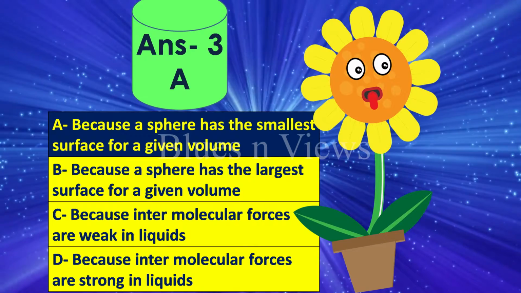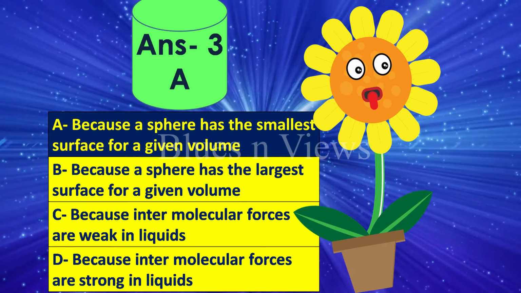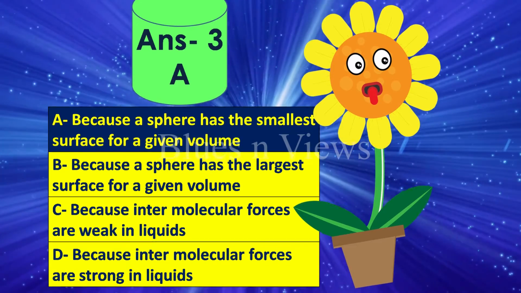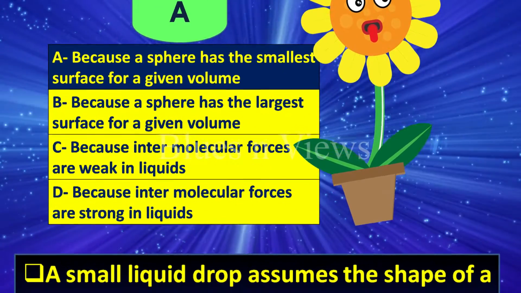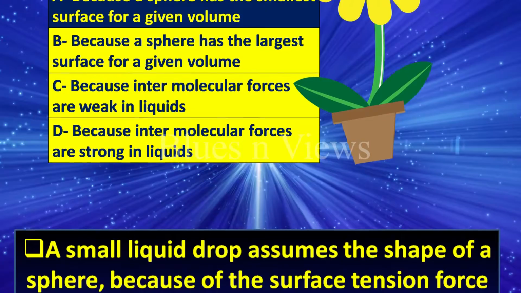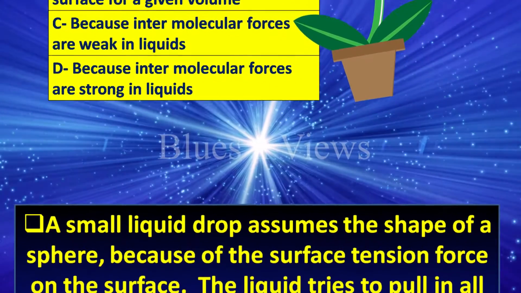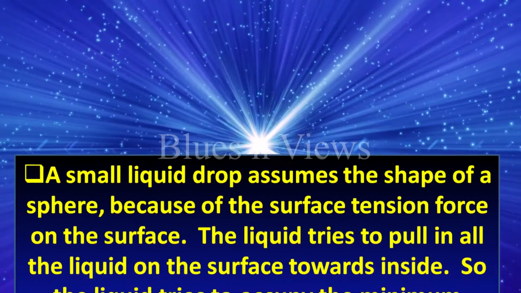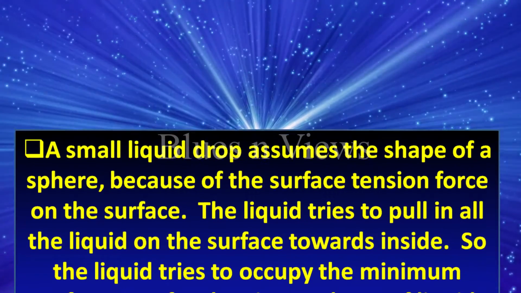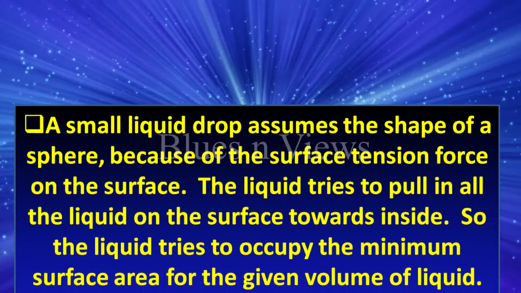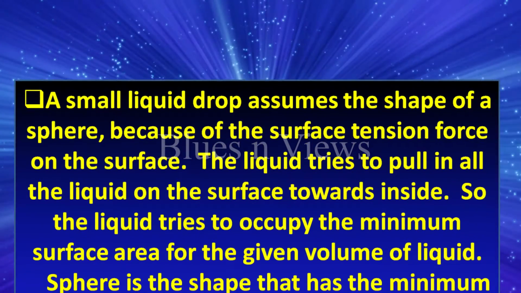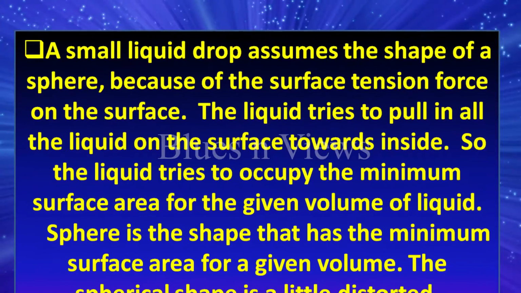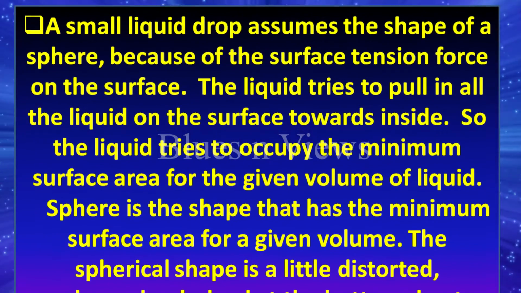Answer 3 is A. Because a sphere has the smallest surface for a given volume. A small liquid drop assumes the shape of a sphere because of the surface tension force on the surface. The liquid tries to pull in all the liquid on the surface towards inside. So the liquid tries to occupy the minimum surface area for the given volume of liquid. Sphere is the shape that has the minimum surface area for a given volume.